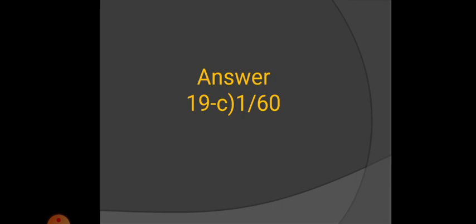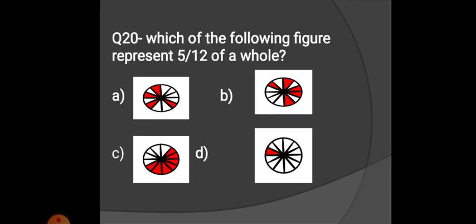Now let's check the next question. Question number 20. Which of the following figures represent 5 upon 12 of a whole? So here are some pictures. Option A 4 upon 12, B 5 upon 12, C 6 upon 12, D 1 upon 12. Now you must choose the option and then we'll see the answer. So let's check the answer. The right answer of this question is B, not A. So let's move to the next question.